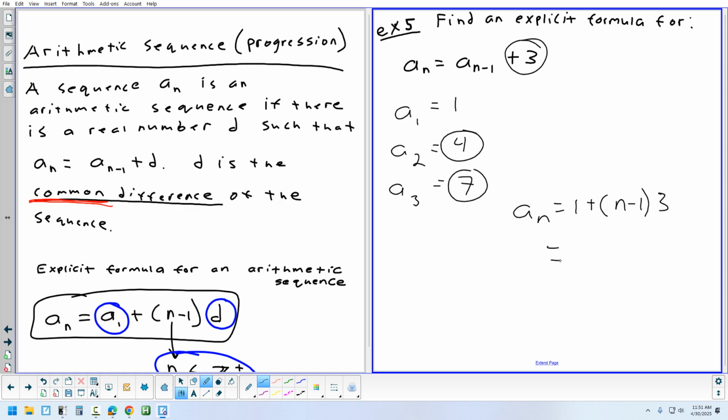Okay, so simplify that. What's 3 times n? 3n. What's 3 times negative 1? Minus 3. Minus 3 plus 1 is minus 2. So that should be our formula. Let's check. If we plug in 3, we should get 7. What's 3 times 3? 9, and minus 2 is 7. If you plug in 2, what's 3 times 2? 6. 6 minus 2 is 4. There you go. So that's the explicit formula from that recursive formula. Any question on that one?